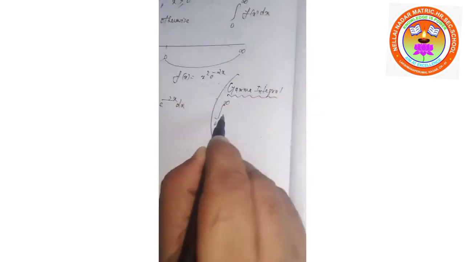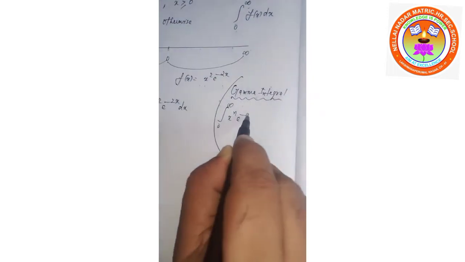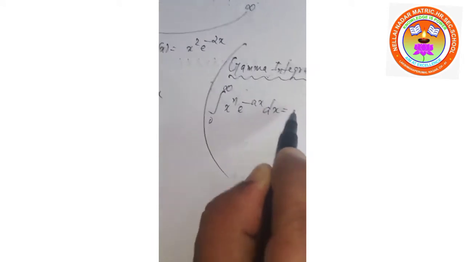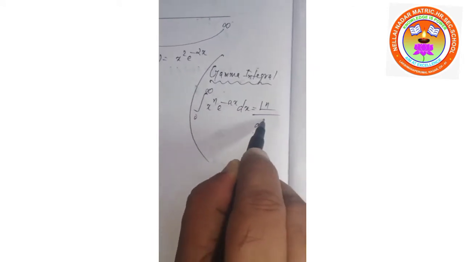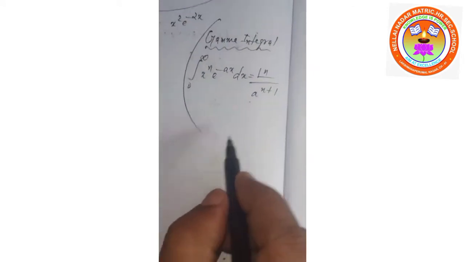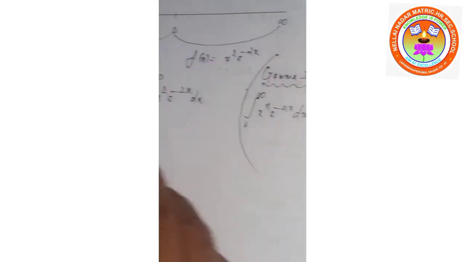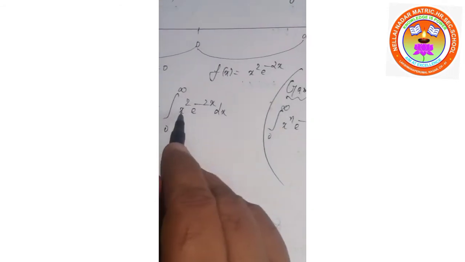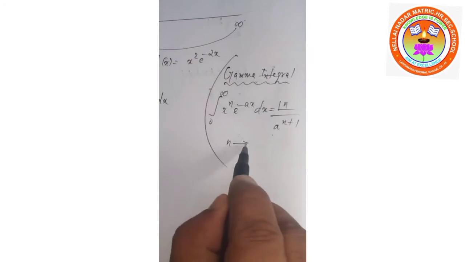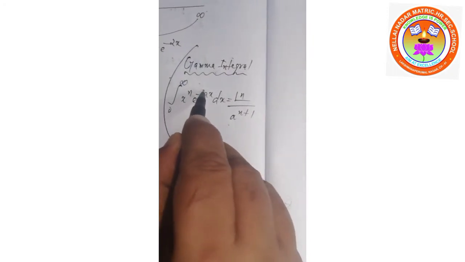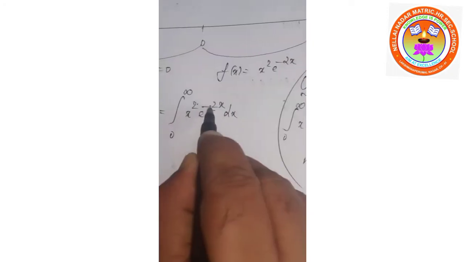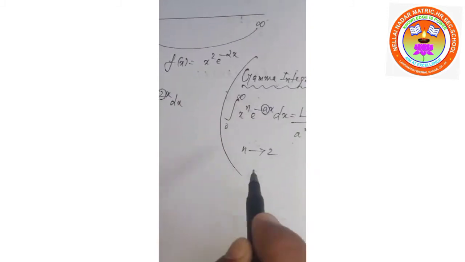Integral 0 to infinity x power n into e power minus ax dx equals factorial n divided by a power n plus 1. Compare these two. X power n, here x power 2, therefore n is equal to 2. E power minus ax, here minus 2x, so a value is 2.